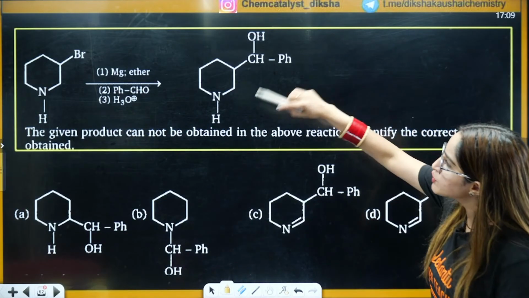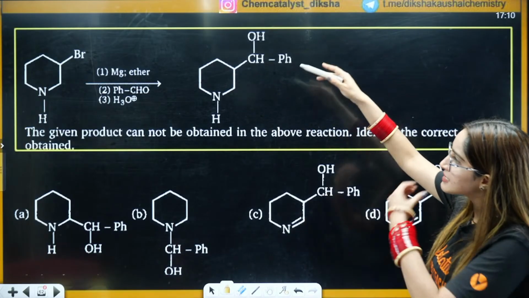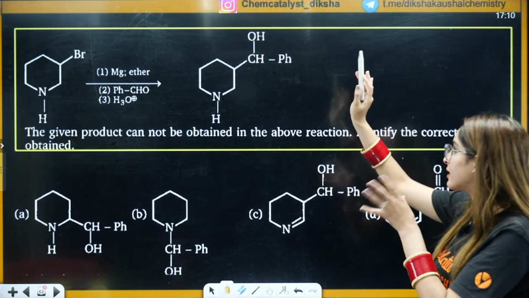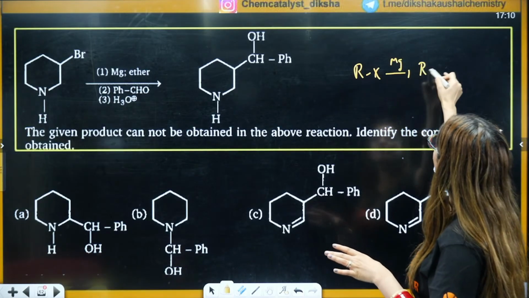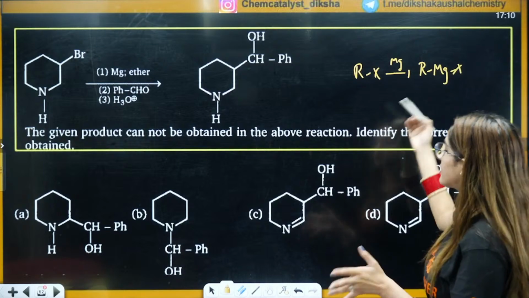So if you see this here, firstly it is Mg ether, that means Grignard reagent. If you have RX and you add Mg here, you have the formation of RMgX, that is the Grignard reagent.